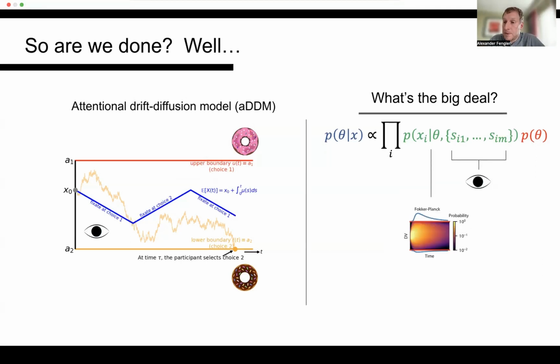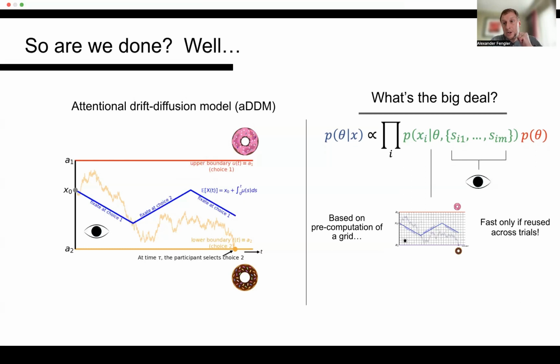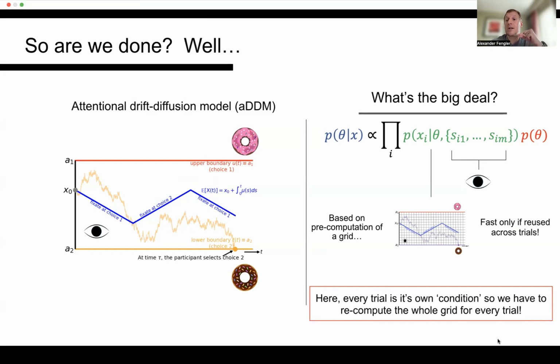And for these Fokker-Planck-based methods, which the otherwise very successful PyDDM toolbox is based on, it creates the following problem. These Fokker-Planck equations ultimately boil down to grid computations, where for a given set of parameters, I'm going to be able to compute a grid from which I can derive likelihoods across time. And then once I have those likelihoods, I can evaluate those for many trials at once very quickly. However, the grid computation itself is slightly expensive. And this is great if I can reuse a grid for many trials. However, it's not amazing if every trial is essentially its own condition, so we have to recompute the grid for every trial.